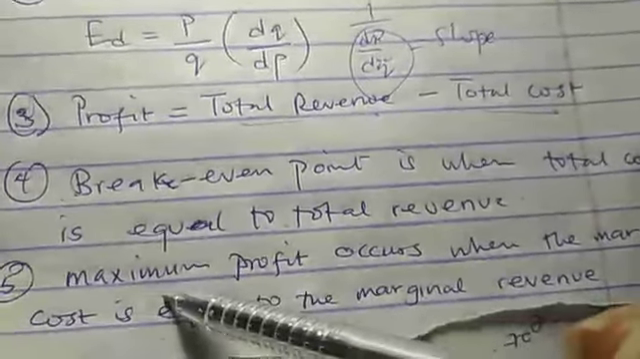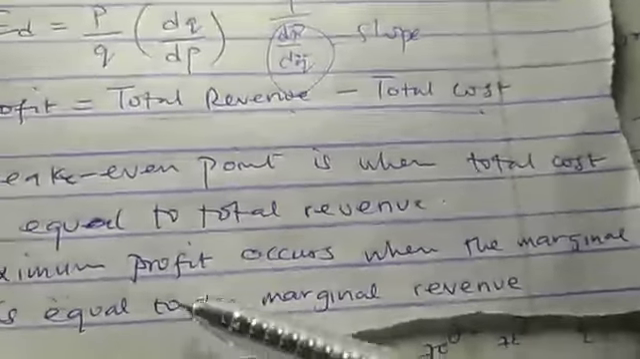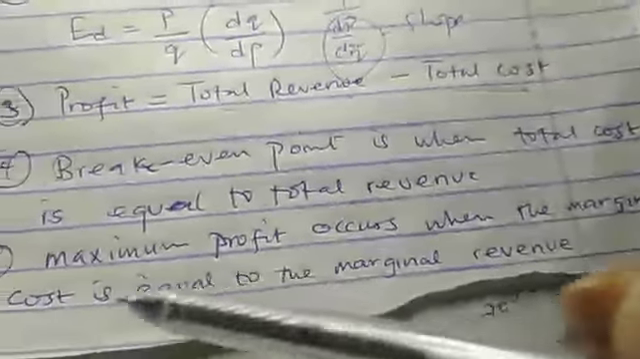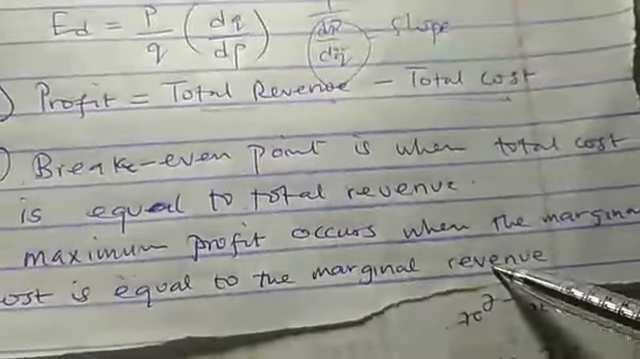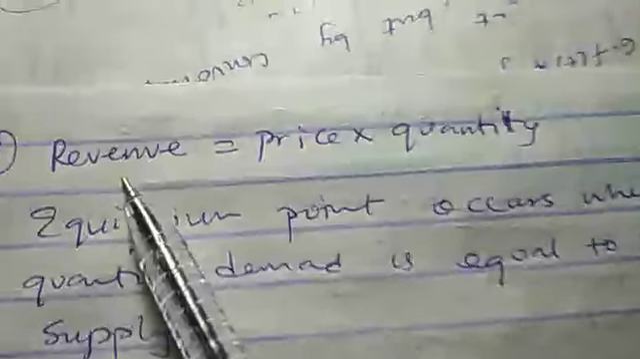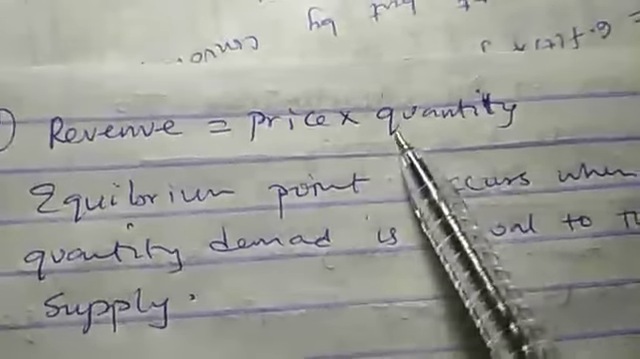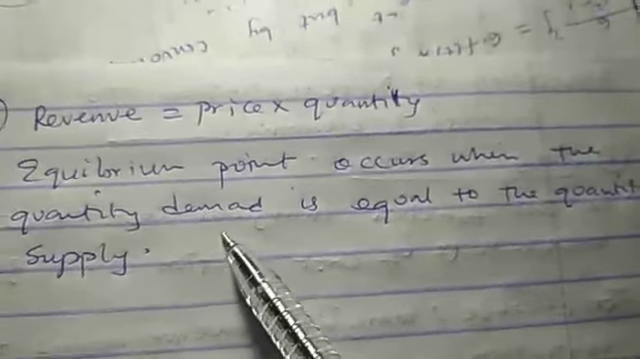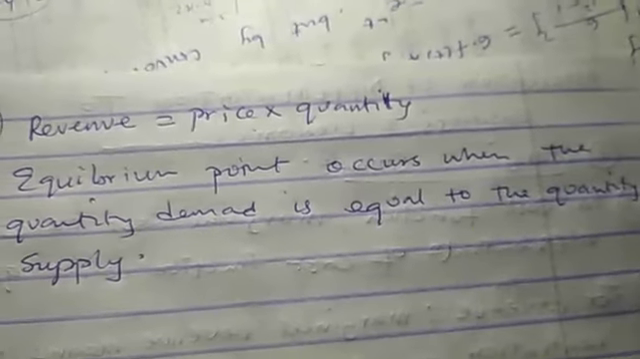Also, we talk of maximum profit. Maximum profit also occurs when marginal cost is equal to marginal revenue. And you know marginal means differentiation. Another thing is revenue simply means price times quantity. And the last one here, equilibrium point. That one occurs when quantity demand is equal to quantity supply. We should take note of all this.